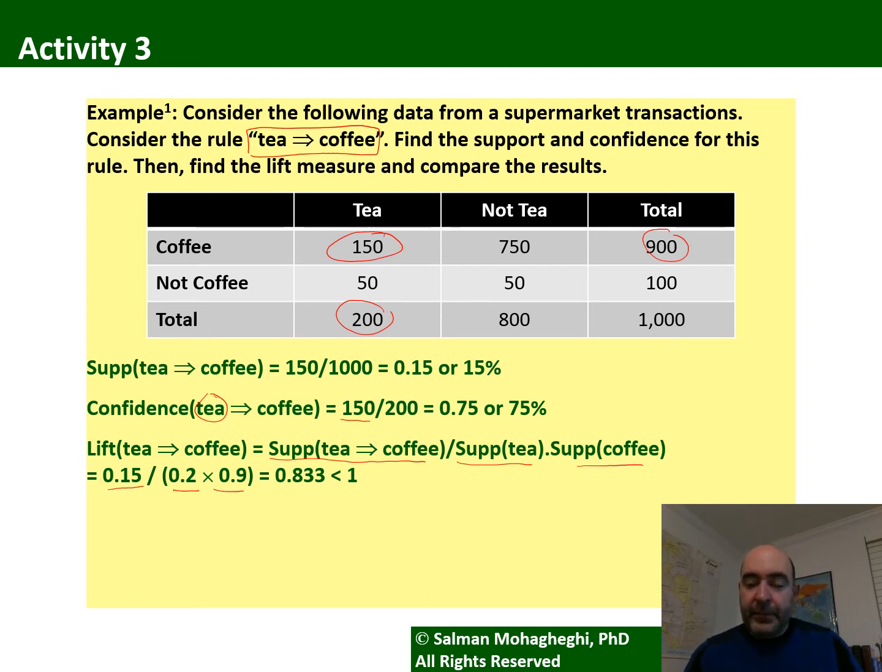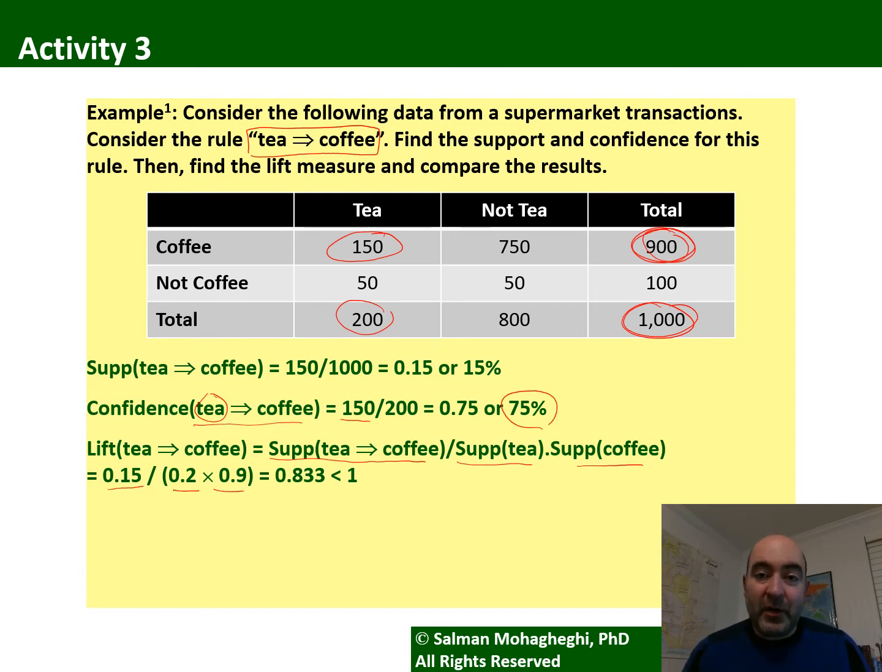But let's dig a little bit deeper here. Take a look at the confidence. The confidence I have in the rule, tea then coffee, is 75%. That's a pretty high confidence. But let's look at the prior probability of people buying coffee. In general, 90% of people, 900 out of a total of 1,000, are actually likely to buy coffee. Whereas when I look at tea then coffee, the number goes down to 75%.